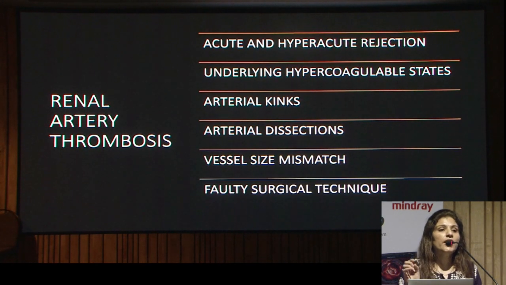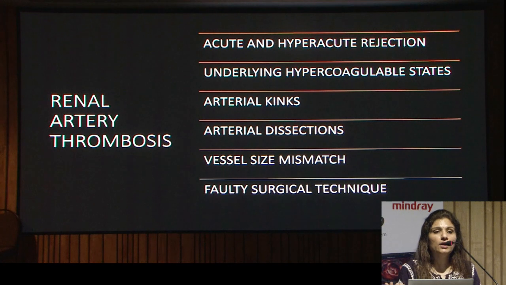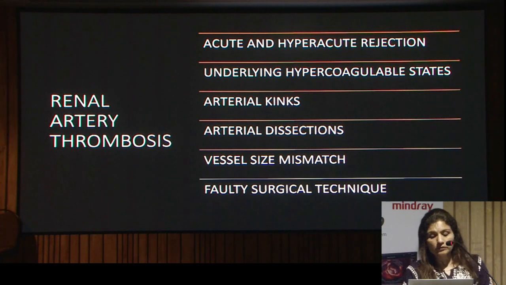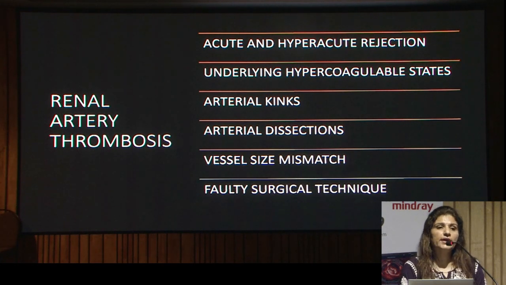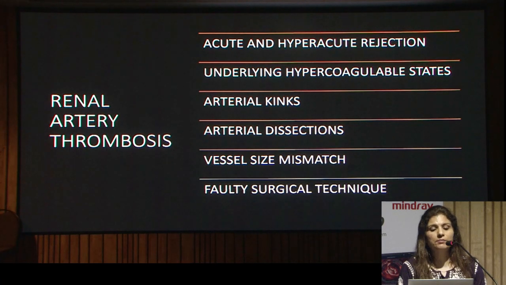salvageable condition. If we pick up early renal artery thrombosis, they can get the patient back to OT, redo the arteriotomy. They can do arteriotomy, thrombolysis, or they can actually do a thrombolysis, and this gets the kidney back into perfusion. So renal artery thrombosis can be a presentation of acute and hyperacute rejection.